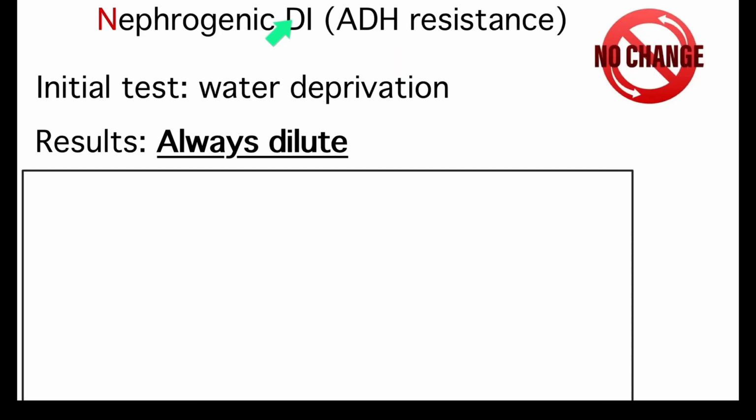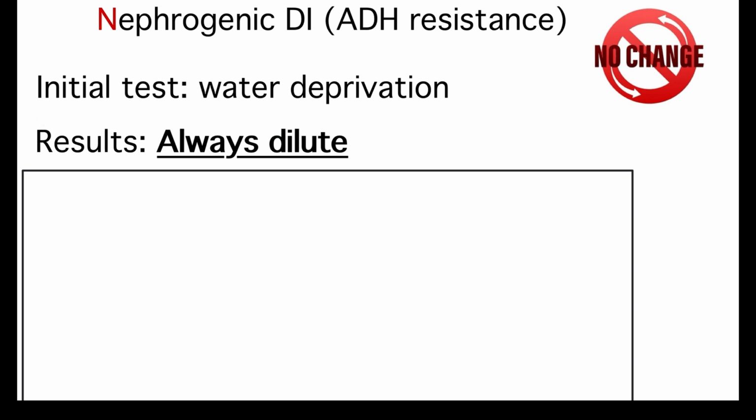Next, nephrogenic diabetes insipidus, also known as ADH resistance, okay? Remember the other name for the disease. Again, we're doing the same thing. The patient would come in with polyuria and polydipsia, increased urination, increase in what? Thirst. The initial test is the water deprivation test. You tell your patient to restrict fluids. The goal is to what? Increase the concentration. But in a patient with nephrogenic diabetes insipidus, the answer for the water deprivation test will always be dilute, just like for central DI.